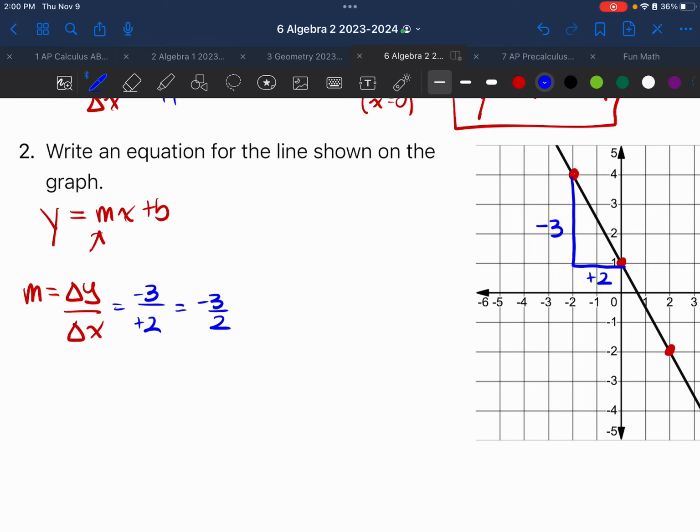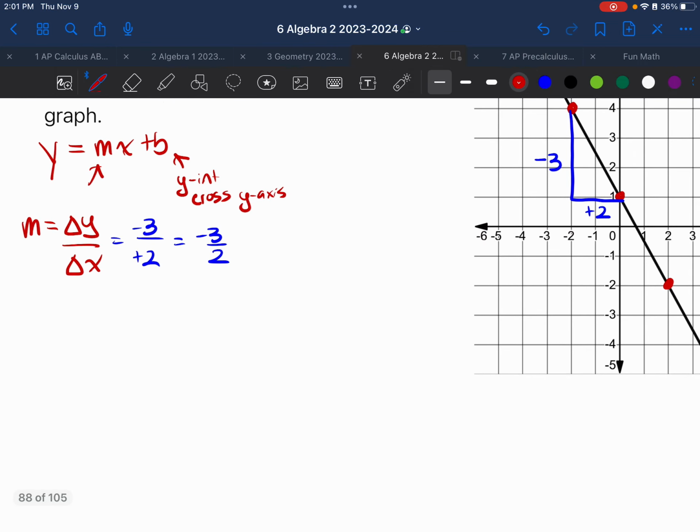Then to find my y-intercept, the y-intercept is wherever I cross the y-axis. In this case, I cross the y-axis right here, which is unlabeled, but it is indeed the y-axis. I cross it at a height of 1. So this 1 is really our b. So I'll label this y equals -3/2 x, plus 1 for our final answer.